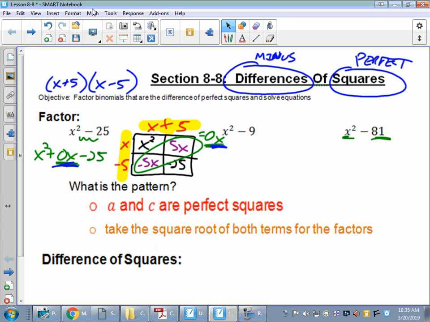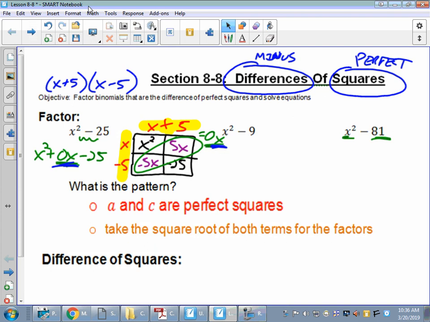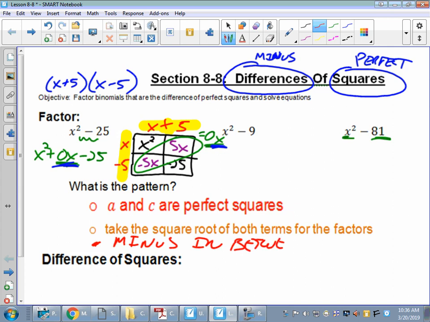Okay, so what we want to do here is take the square root of both terms for the factors. But what else is the pattern is that there's a minus in between. Let's just check that. The other thing we have is a minus sign or subtraction sign in between. So that's basically the pattern here. A and C are perfect squares, and there's a minus sign in between. If you've got that, then we're in good shape.